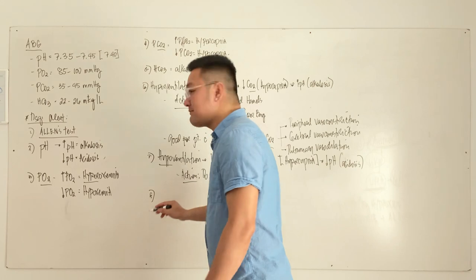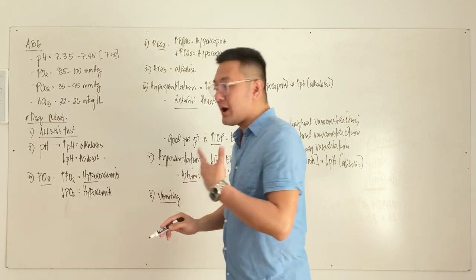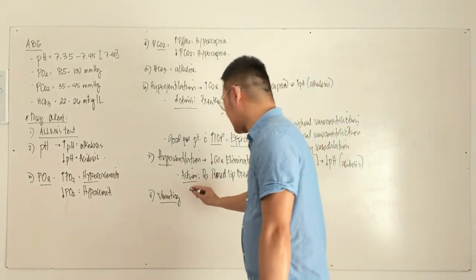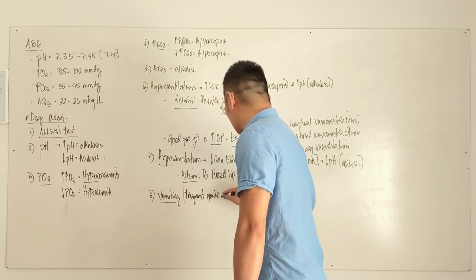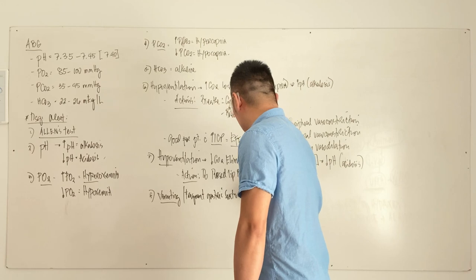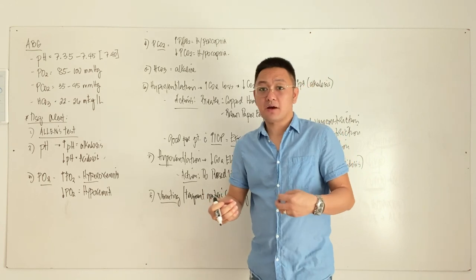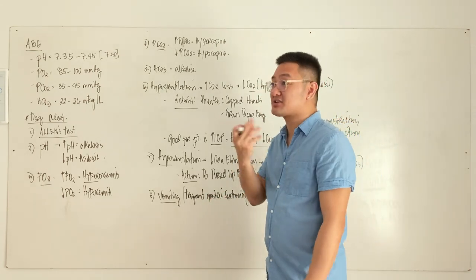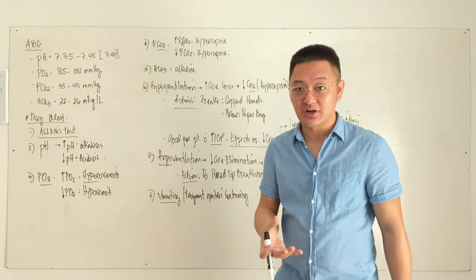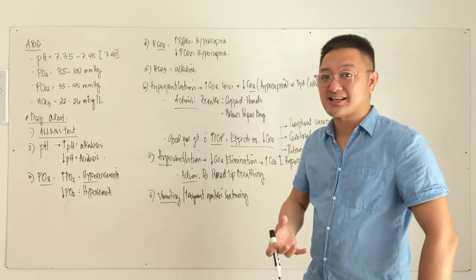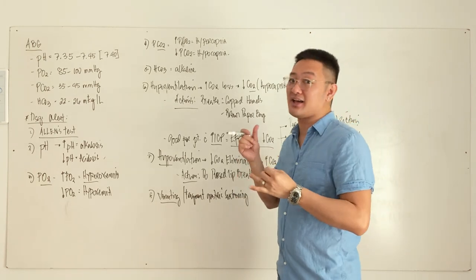Next, number 8. I mentioned vomiting a while ago. What goes with vomiting will be frequent gastric suctioning. Now remember, in our stomach, there's what we call hydrochloric acid. So when the patient vomits, or when you do frequent gastric lavage or gastric suctioning, you're going to lose the gastric content that includes your hydrochloric acid, fluid, and electrolytes as well.